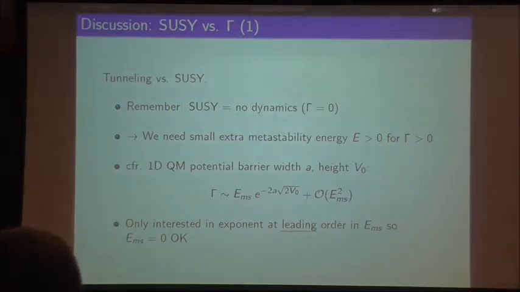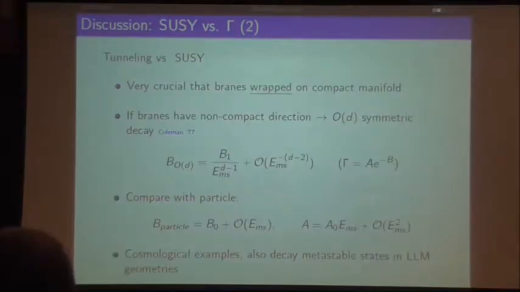And that's exactly the point here. We're only really interested in this exponent and not the prefactor. We're really interested in this exponent because of the effects that I told you about in the introduction. So in this limit, where we're only interested in the exponent to leading order, it's perfectly fine to set the energy to 0 and do the calculation, even though we should have in the back of our minds that, well, if we really want to make any physical sense out of this, we have to introduce some non-supersymmetric energy. So that's one thing that I wanted to highlight.